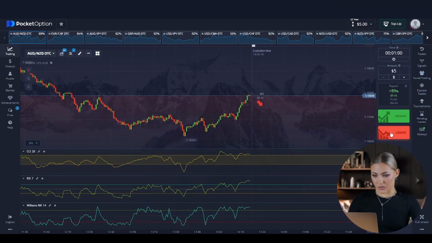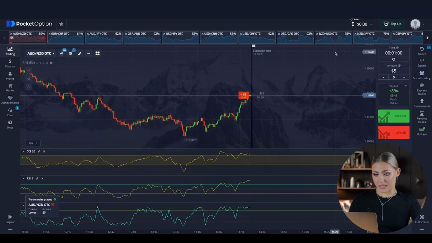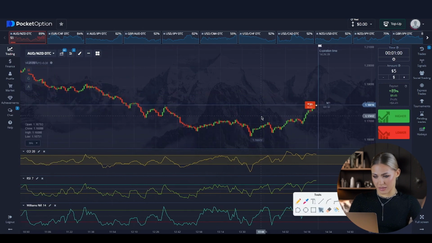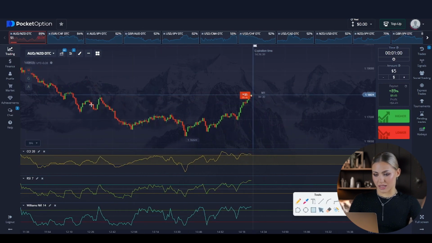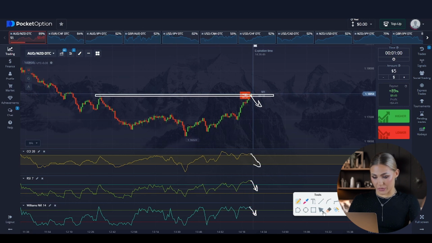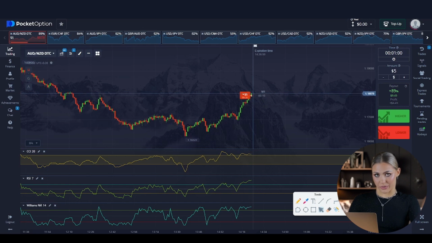I'm gonna kick things off with some quick action on OTC charts when the official market is taking a breather. Starting with $5, we'll set up 3 indicators: CCI with a 20 period, RSI with a 7 period, and Williams %R with a 14 period. I'm opening a 1-minute downward trade on the Aussie dollar / New Zealand dollar OTC pair. And since we're working with OTC charts, I won't keep throwing around this abbreviation all the time, okay?